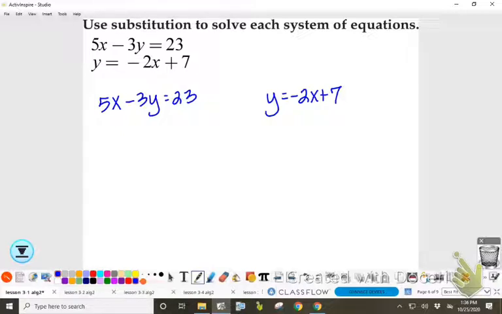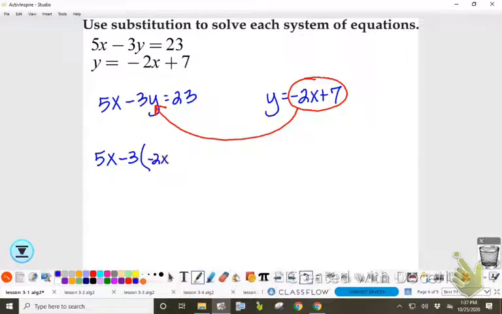I have one equation where I already know what y is equal to. So I'm going to take that and substitute it into the other equation where there's a y. Right where I drew that line, instead of the y, I'm going to put negative 2x plus 7. So I'm going to rewrite this problem as 5x minus 3, but instead of y, I'm not going to put y there because I know y is equal to negative 2x plus 7. And then don't forget to bring down your equals 23.